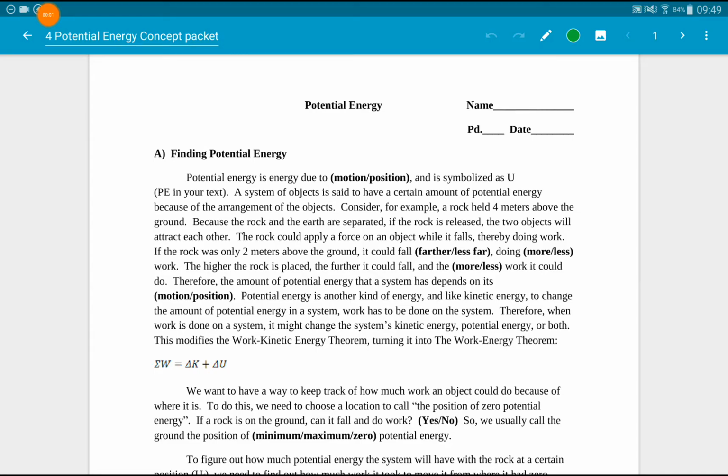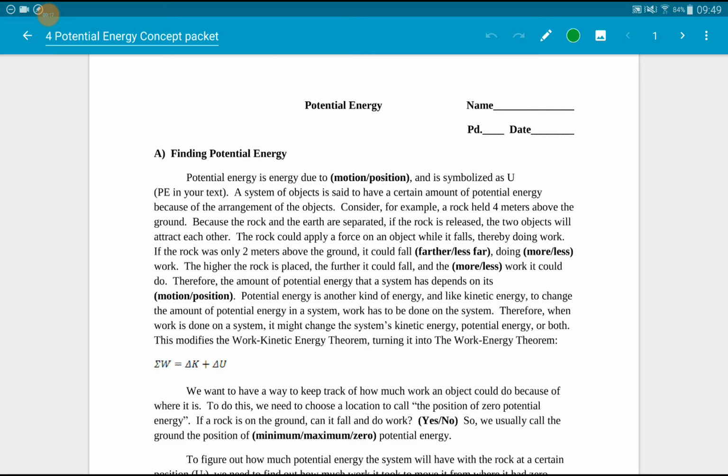Welcome back. We're going to be going through potential energy today. This is assuming that you already understand conceptually how potential energy and other energies work and transfer back and forth. Now let's actually go and figure out what potential energy is. How do we calculate it?